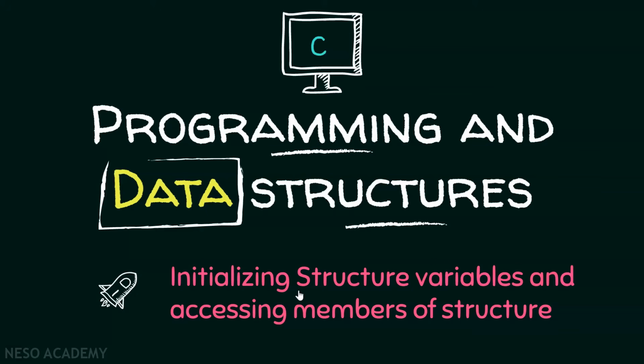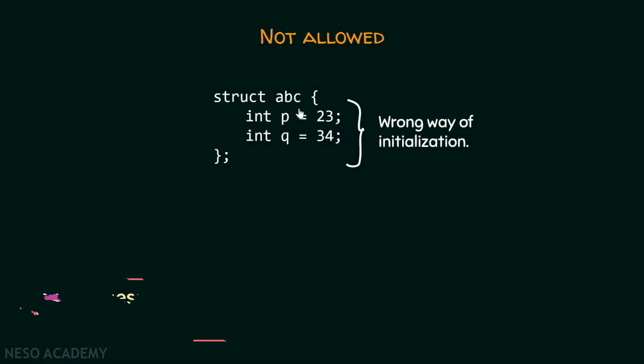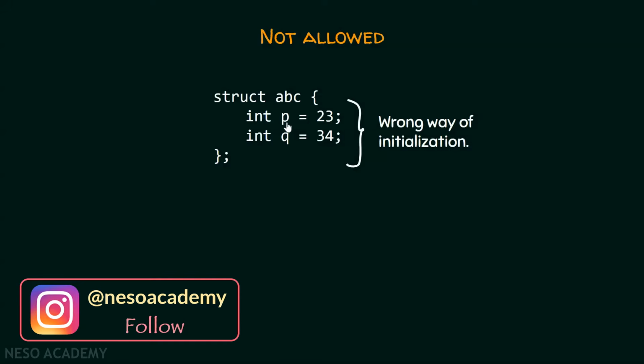In this presentation, we will learn how to initialize structure variables and how to access members of the structure. So let's get started. Here we have a struct ABC and we have these two members P and Q. Both are of type integer, right? We are simply initializing these variables using this assignment operator. But this is a wrong way of initialization.